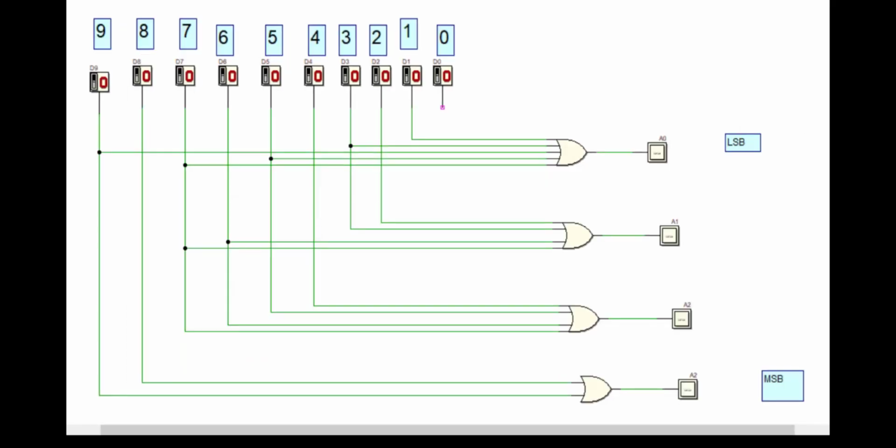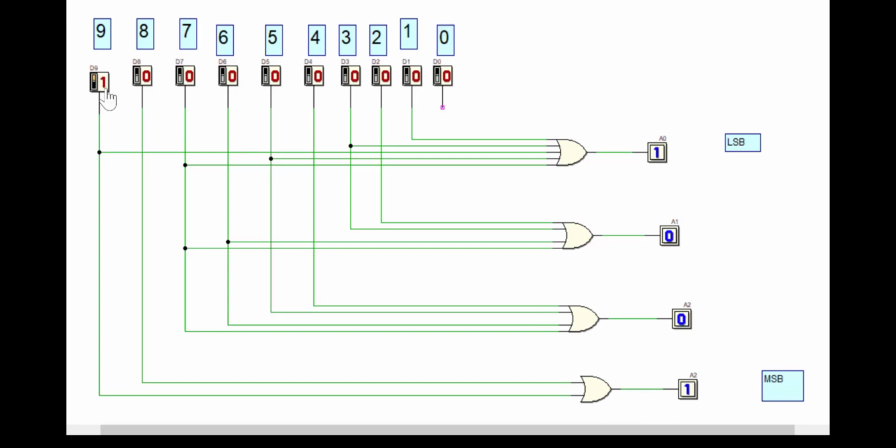Now we'll see the decimal to BCD encoder. If you look here, these are my decimal inputs 0 to 9, and this is the BCD equivalent output of the decimal number. This is my MSB and this is my LSB. This will be 1, 3, 5, 7, 9 for the first gate, next 2, 3, 6, 7, next 4, 5, 6, 7, next 8, 9. Let's start the simulation.